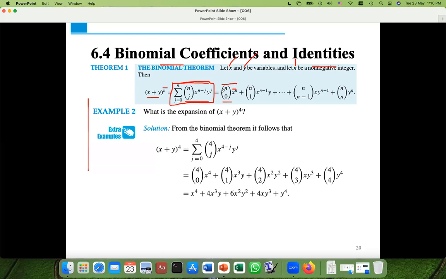And due to this sigma, we have the plus, and then we are going to put the value of j as 1. So n choose 1. And then n minus j is n minus 1. And y is what? y raised power 1, so y. And so on. In this way, you can go on. So this is called binomial theorem.